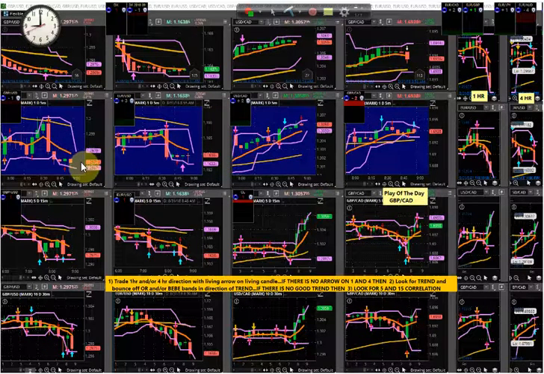Step number 3, enter upon DX or momentum or a wick or a touch of BB bands. Did you hear that? Step number 3, enter the trade upon momentum or DX or wicks or touch of the BB bands.